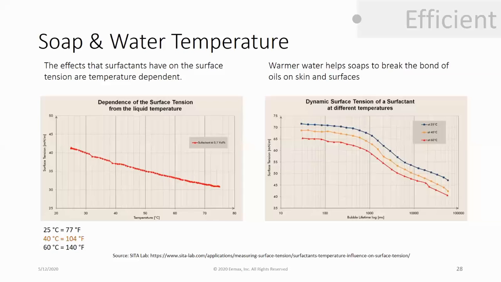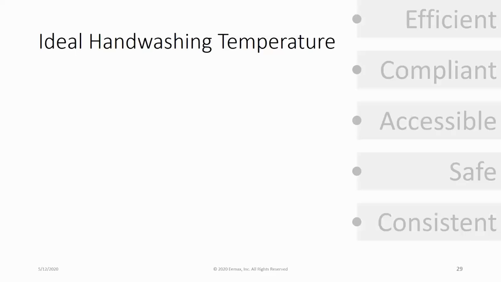As you can see on these charts, the higher the temperature, the better the breakdown is. But if you're getting to 140 degrees, obviously we understand that that is a secondary hazard. So 104 degrees, kind of right in the middle, is a good temperature.